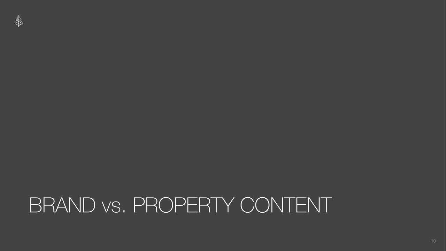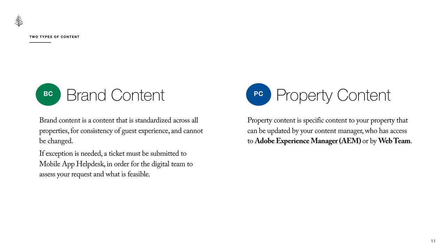So before jumping into the nitty-gritty of where the content is coming from, I just wanted to cover where the brand and property content is coming from. Brand content is the content that is standardized across all properties, and for consistency of guest experience, those cannot be changed. If any exception is needed, a ticket must be submitted to Mobile App Help Desk so that we can review those requests with our brand team, as well as our digital team, to make sure that's acceptable, and we can come back to you with the decision.